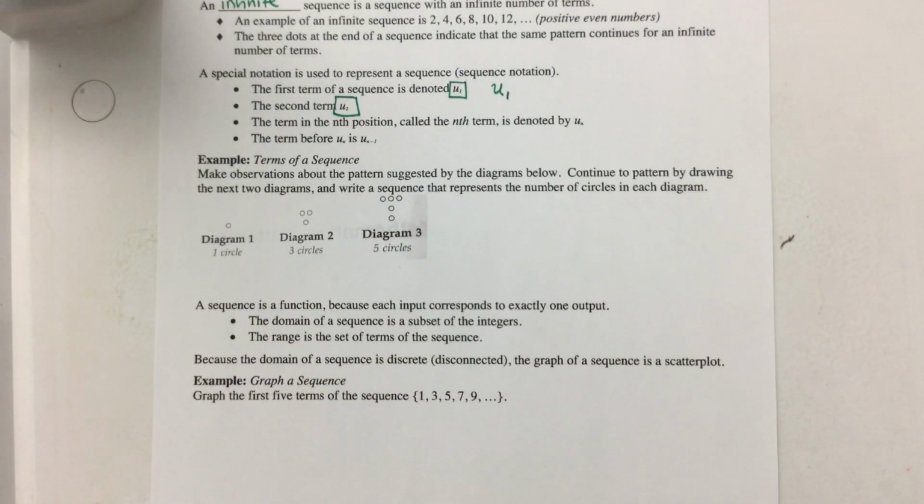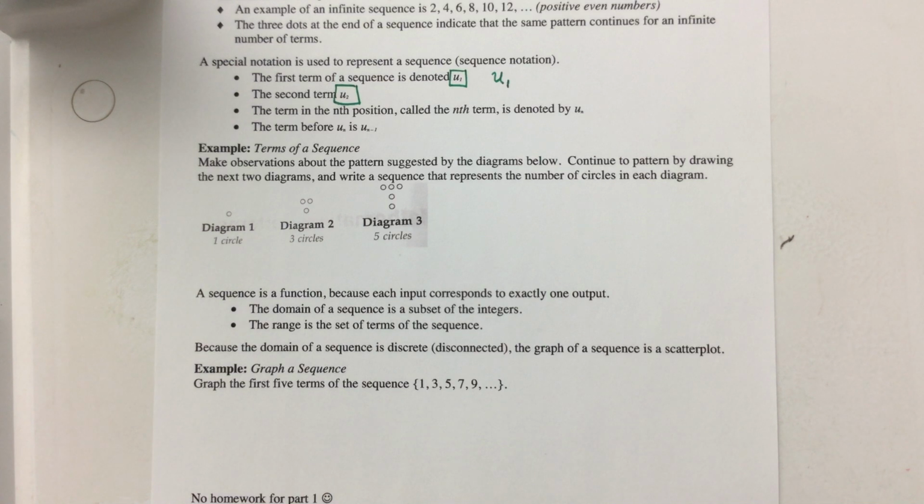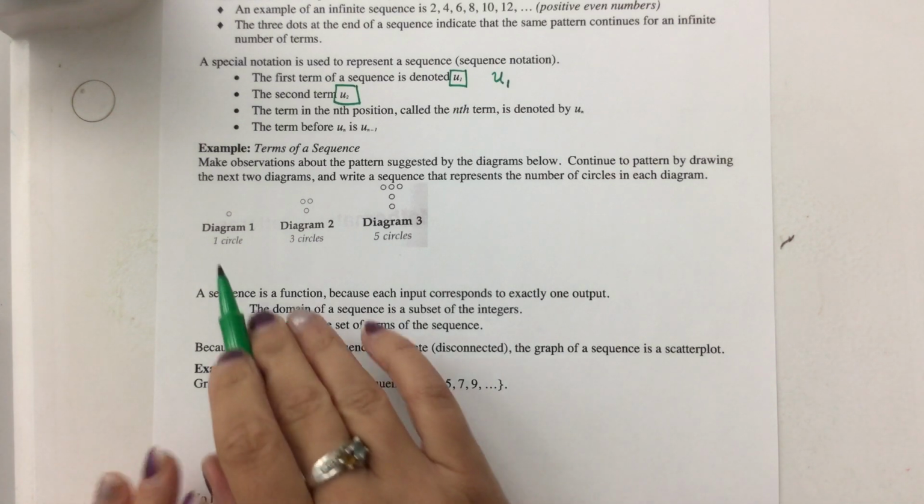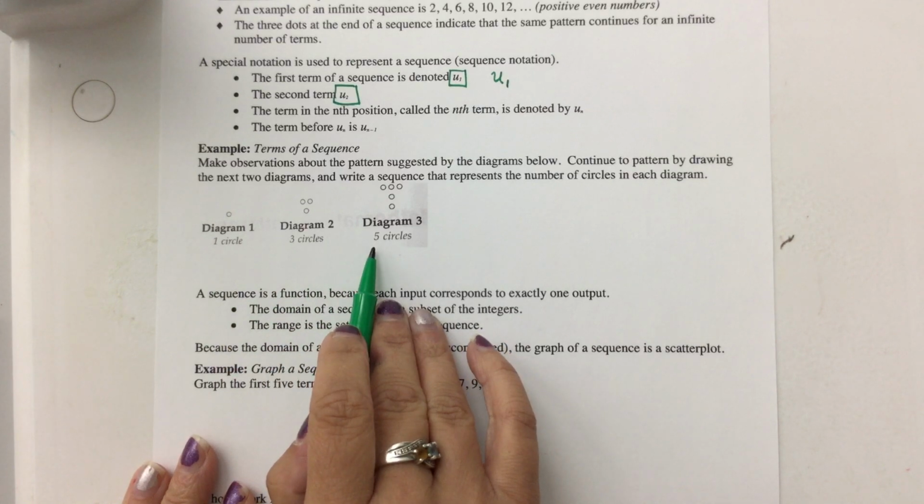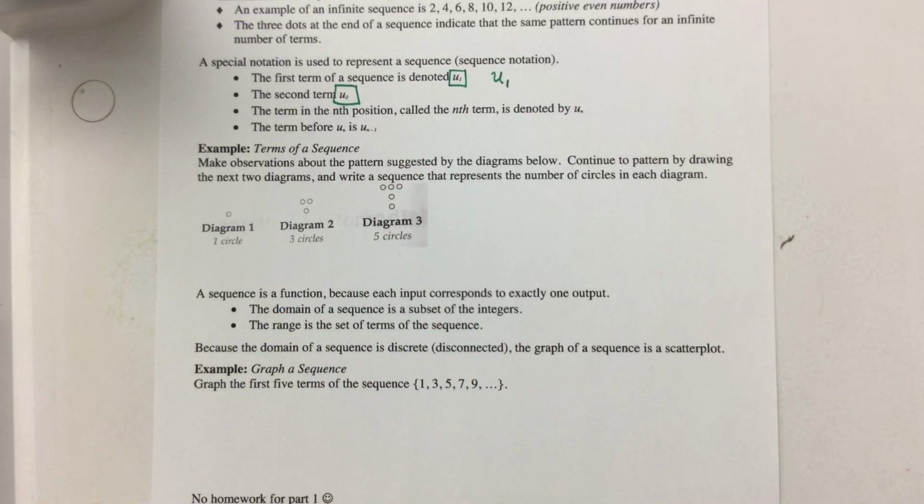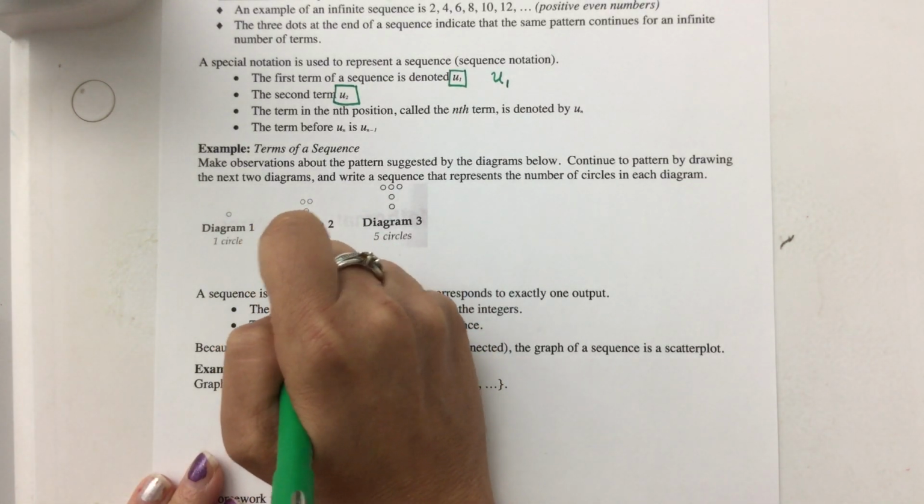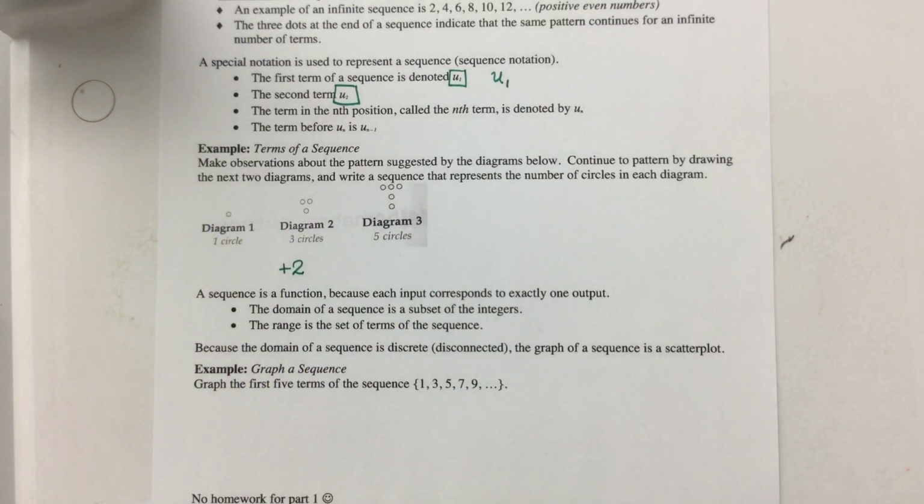Here's just a little visual exercise. Make observations about the pattern suggested by the diagrams below. Then they want us to continue the pattern by drawing the next 2 diagrams. Me being a math person, the first thing that I always do is look at the number. This is going from 1 to 3 to 5. So they want us to notice the pattern. Well, the first thing I notice is that every single time they're adding 2. So I need to figure out where they are adding these 2.